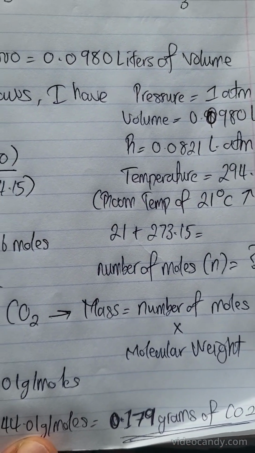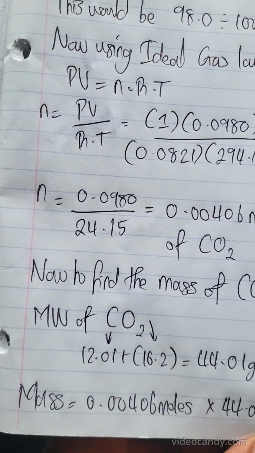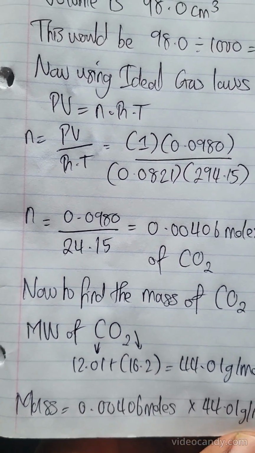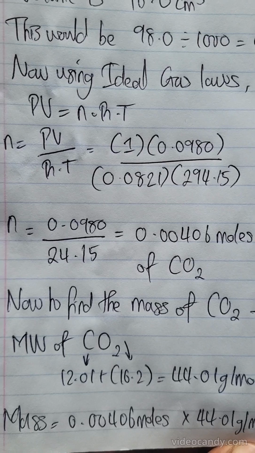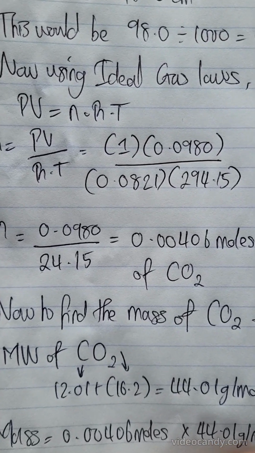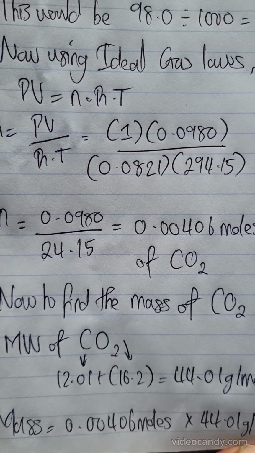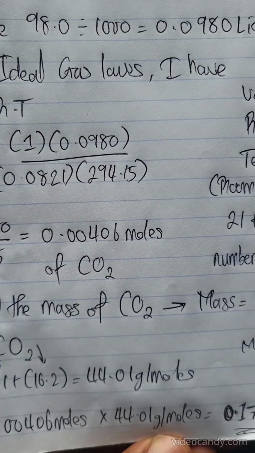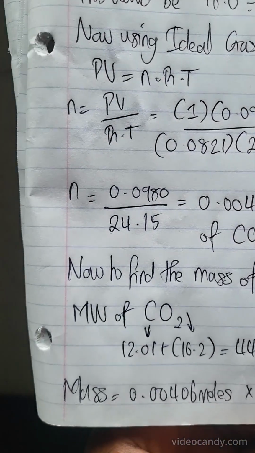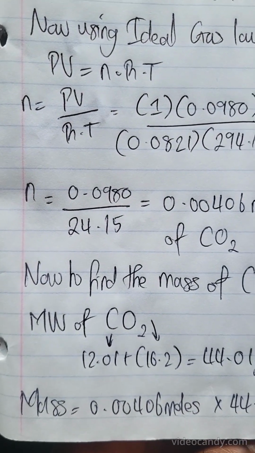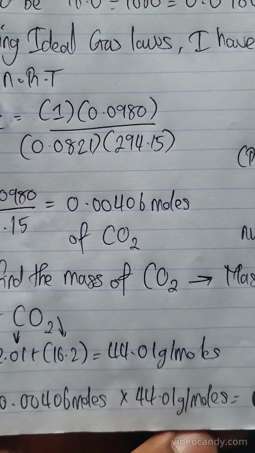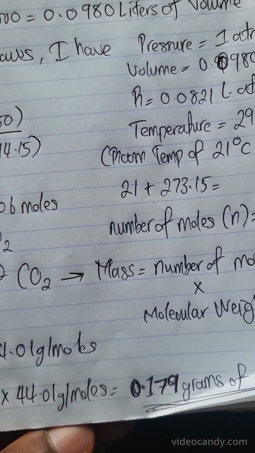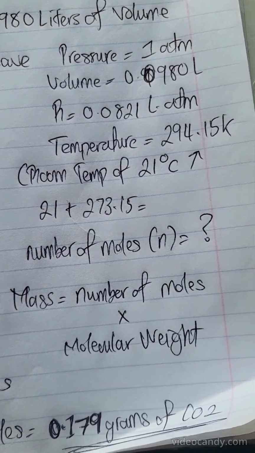Using that, I then found the mass, which is the number of moles times molecular weight. For the molecular weight of carbon dioxide, I used the periodic table for the atomic masses. For carbon, it is 12.01, and for oxygen, it is 16.00. Since we have 2 oxygens, I multiplied that together, which is 32, and I got 44.01 grams per mole. To find my mass, I used my number of moles, 0.0046, times 44.01, which gave me approximately 0.0179 grams of carbon dioxide.